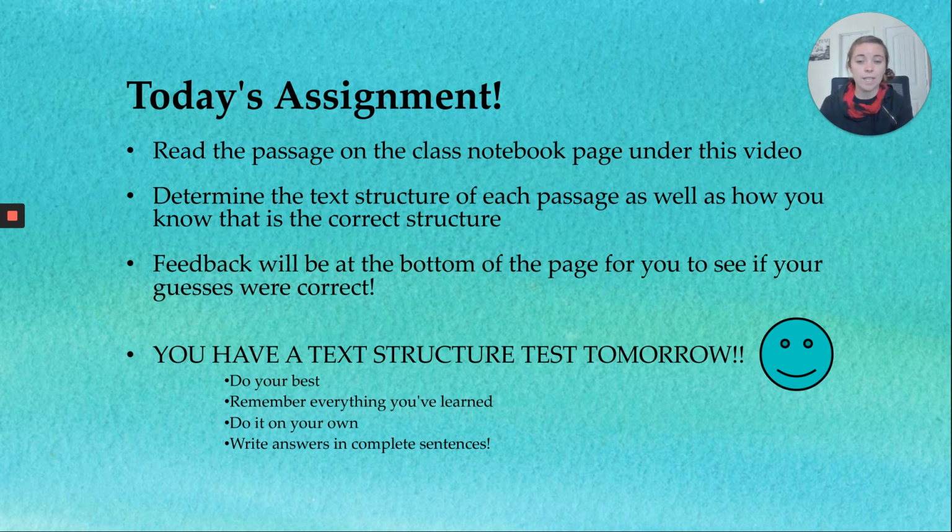Here you go again. You have a text structure test tomorrow. Do your best. Remember everything you've learned. Do it on your own, please, and write your answers in complete sentences. If we ask you how you know that's the text structure, make sure you're writing it in a complete sentence. That does matter on these reading tests.